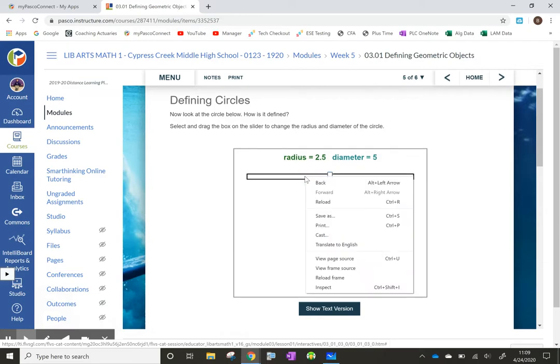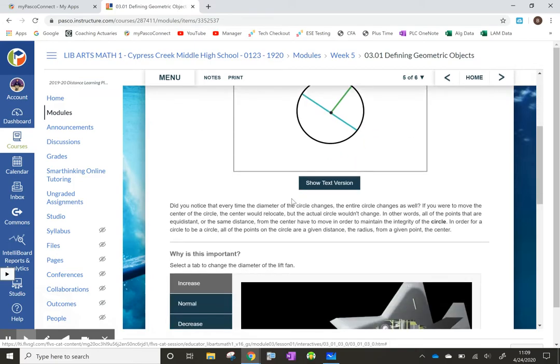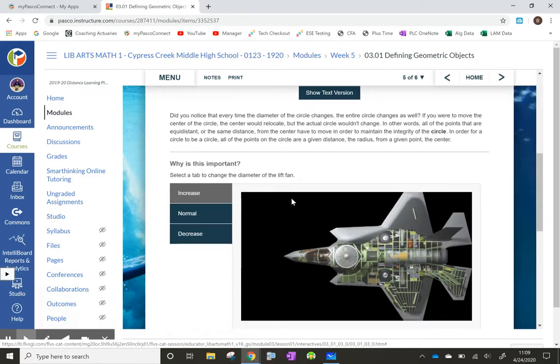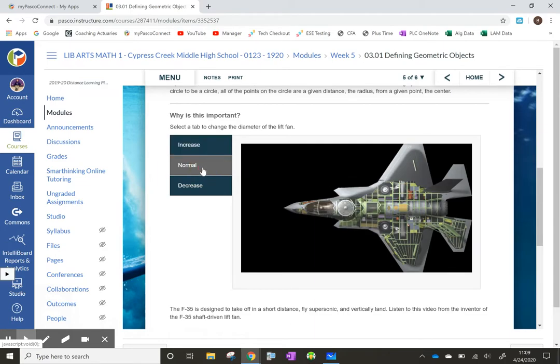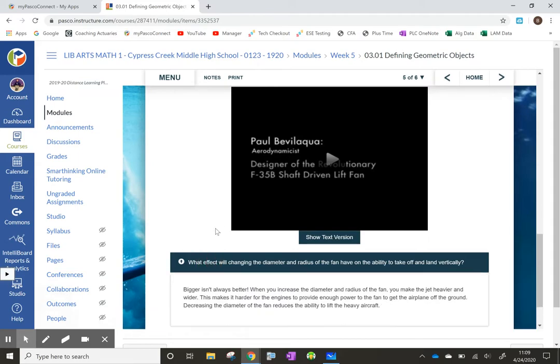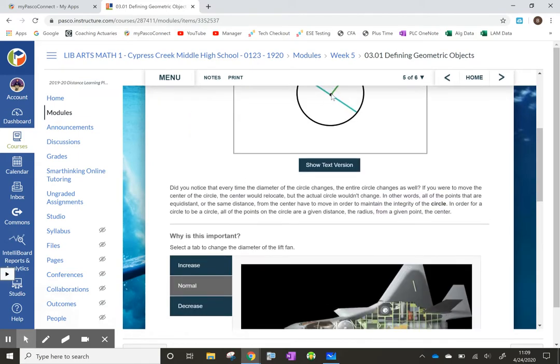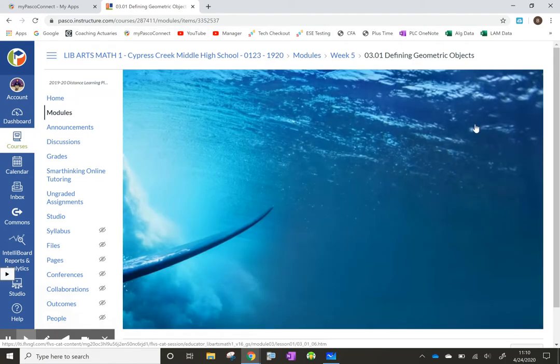And a circle is a circle, so radius is always going to be half the diameter. Just something to show you there. You can see why it's important. You can use this jet example to show normal size, increase in size, or decrease in size. And this can explain to you exactly why you would want a certain circle size for your jet.